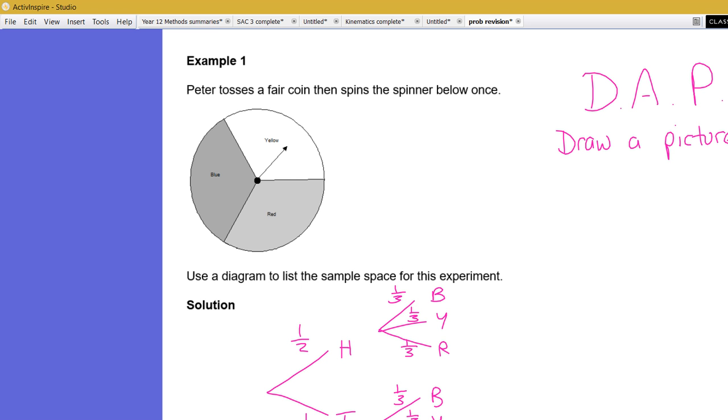So with our tree diagram, a couple of things to note: every single one of these sideways V's, both of those probabilities must add to 1. And if we have 3, like we do in this case, we don't often see a tree diagram with 3 different outcomes, but those 3 probabilities must also add to 1.